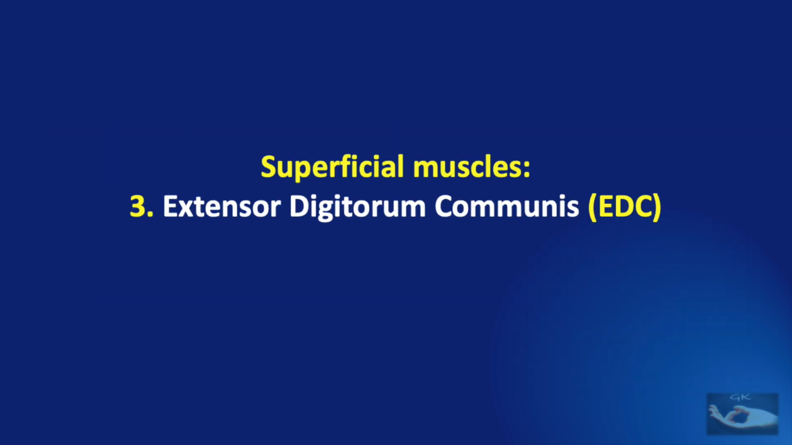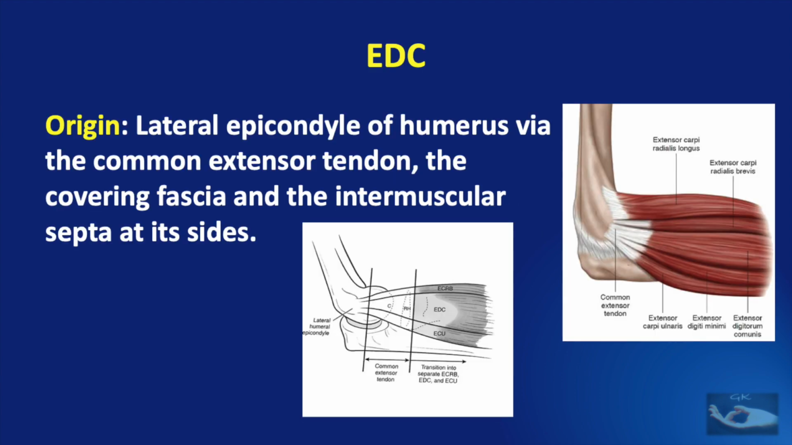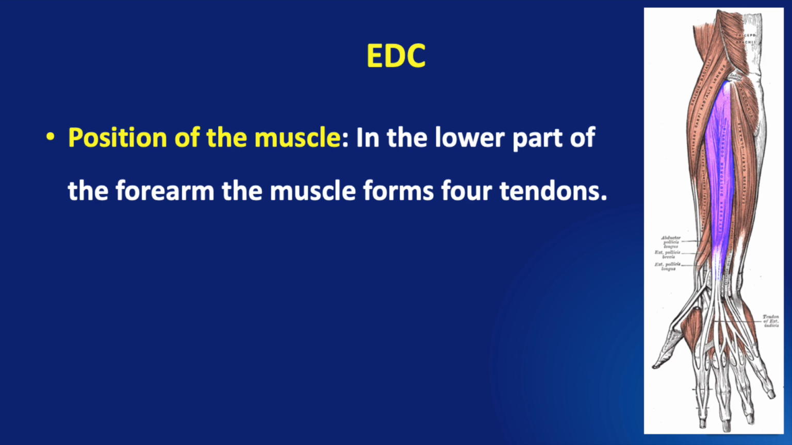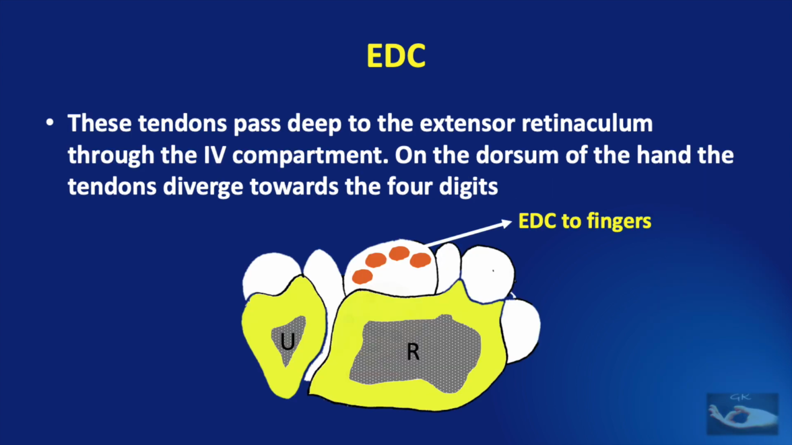The extensor digitorum communis, or the EDC, is also a superficial muscle on the extensor aspect which has its origin from the lateral epicondyle of the humerus via the common extensor tendon, and it also arises from the covering fascia and the intermuscular septa at its sides. In the lower part of the forearm, the muscle forms 4 tendons, and these tendons pass deep to the extensor retinaculum through the 4th compartment.